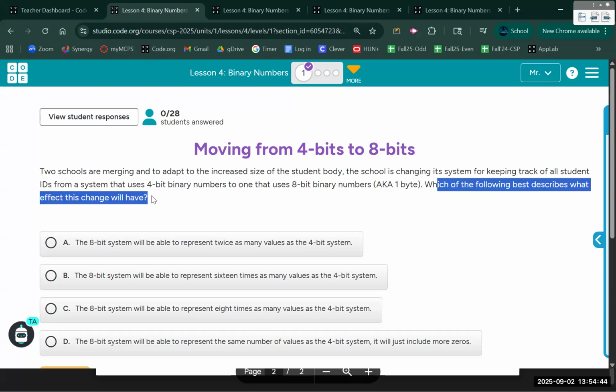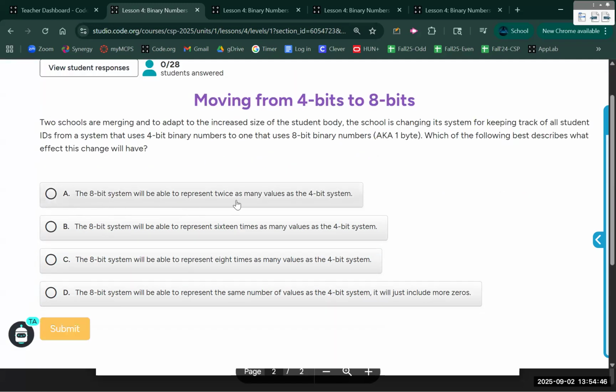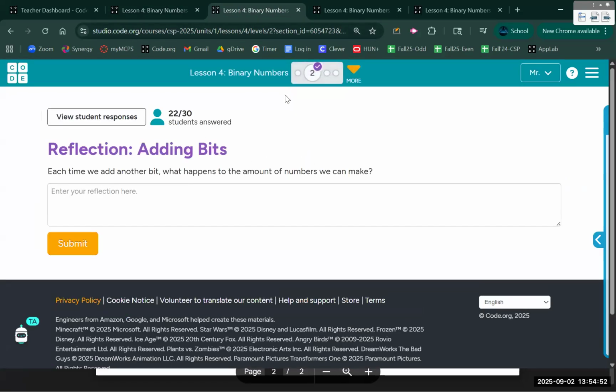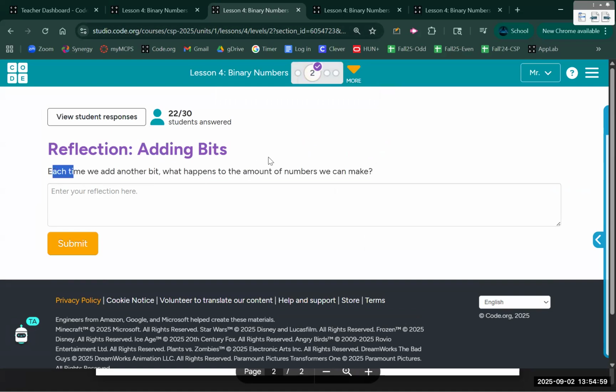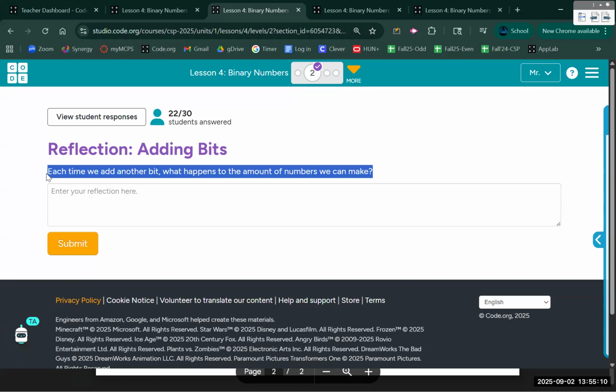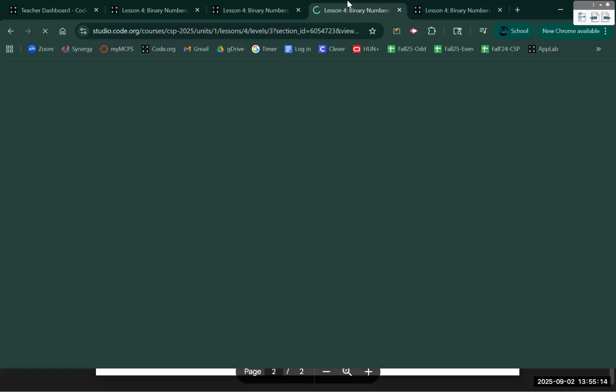Which of the following best describes what effect this change will have? Increasing the number of whatever by how much? You have to decide which one it is. Bubble 2, reflecting. Each time we add another bit, what happens to the amount of numbers we can make? You need to pay attention to things like how many different numbers we can make, rather than what's the highest number we can make. But regardless, this is very similar to adding another digit in a decimal number.